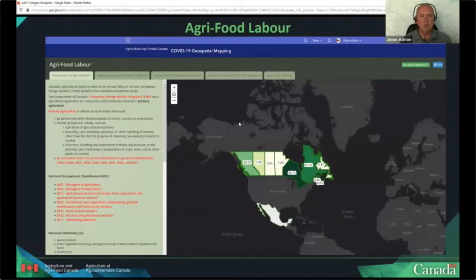We looked at, and are still looking at, the agri-food labor situation with temporary foreign workers in the seasonal agricultural work program to try and understand where these people would go to, which farms they would go to, and combine those with, of course, the COVID outbreaks.